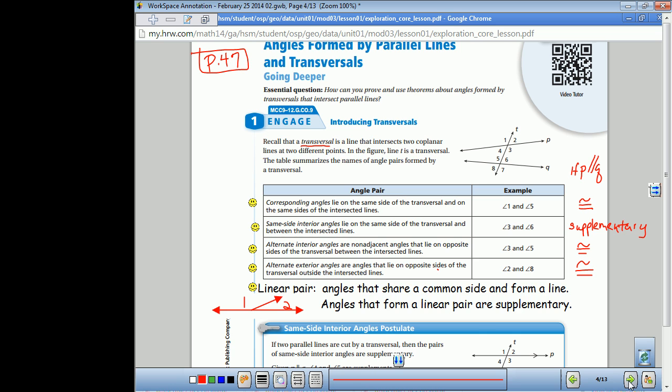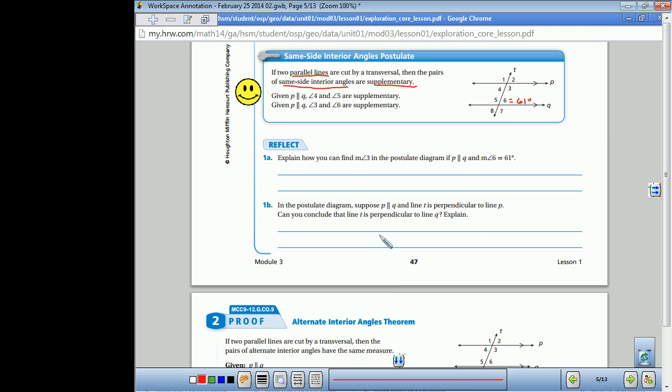Okay, any questions about the definitions? All right, flip over to page 47. Oh, you're not flipping. That's just at the bottom of the page, isn't it?